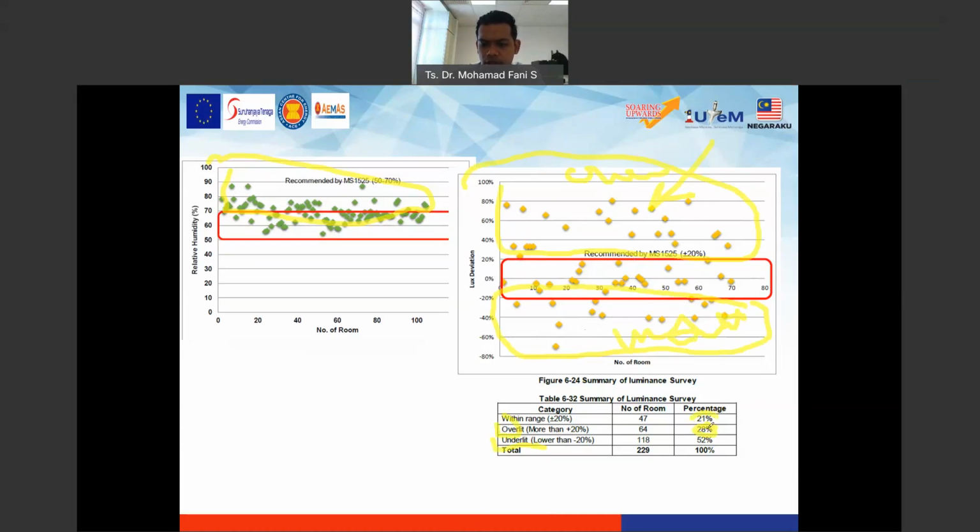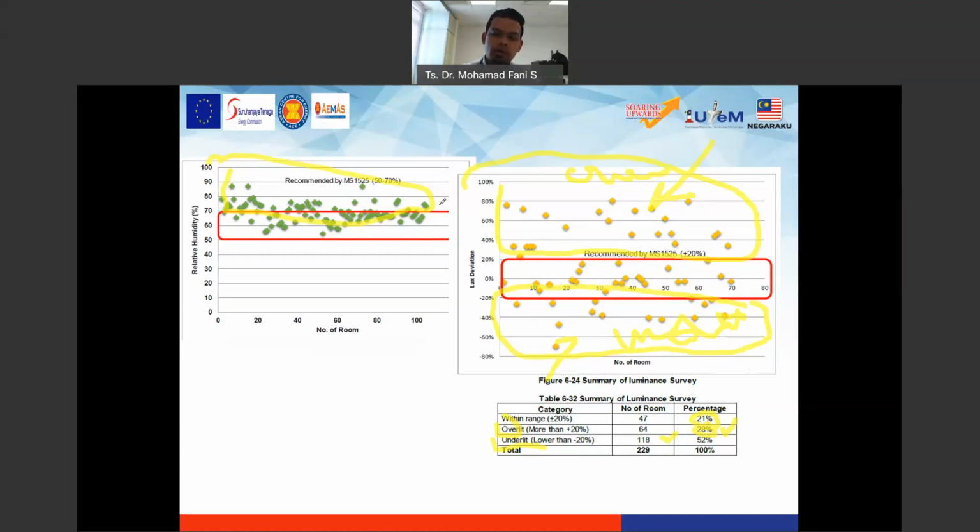Or within the range 21%. So for the overlit one, we know we can do something, or underlit is not enough. Underlit, this one, negative 20%, lower than negative 20%. So we must do something for this one. So the room involved, the maintenance guys or the top management must decide something for the underlit, which does not achieve the standard lux level by MS 1525.